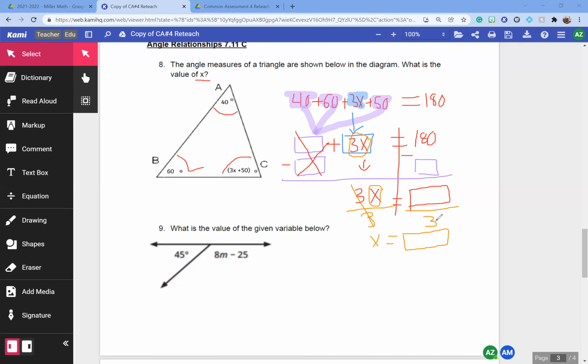Now, if you want to check your answer, you can always plug in x because they're already telling you what x is. So you can have 40 plus 60 plus 3 times whatever x is plus 50. If it gives you 180, then you know you got it right. Do the same thing with these right here. You have your angles. They should equal 180 because these are supplementary. Go ahead, make sure you're copying all this down, follow the steps, get your answers, and work on the next ones.